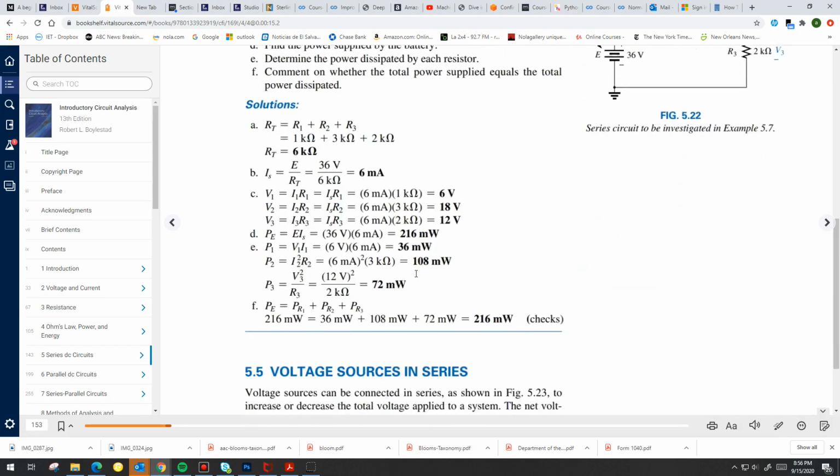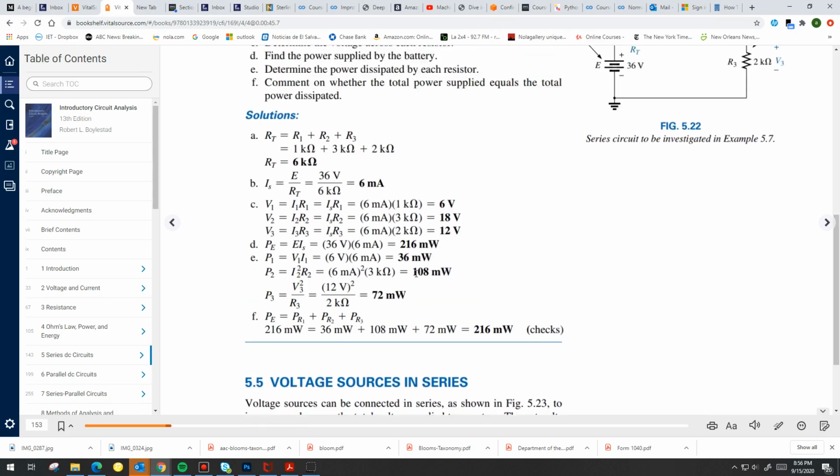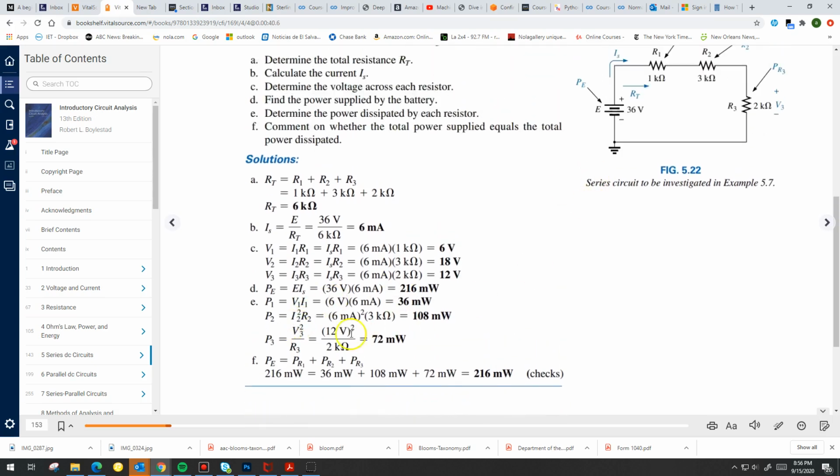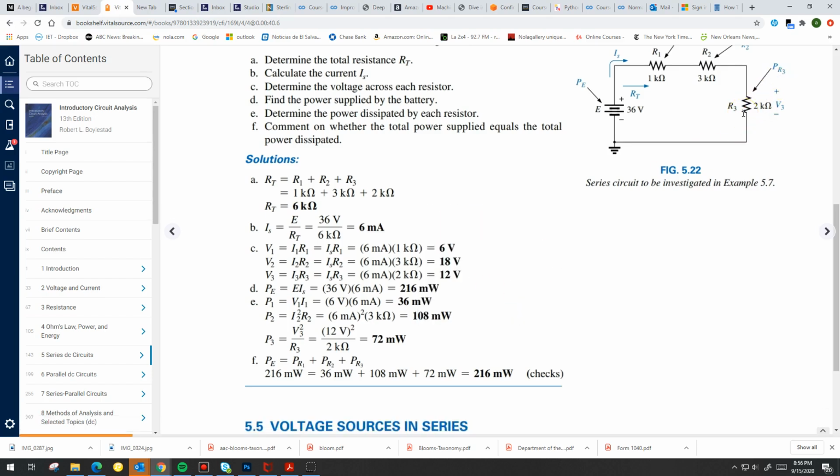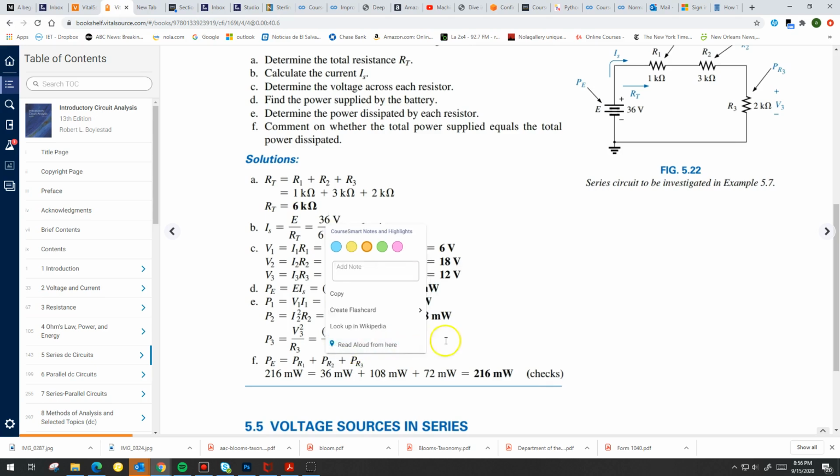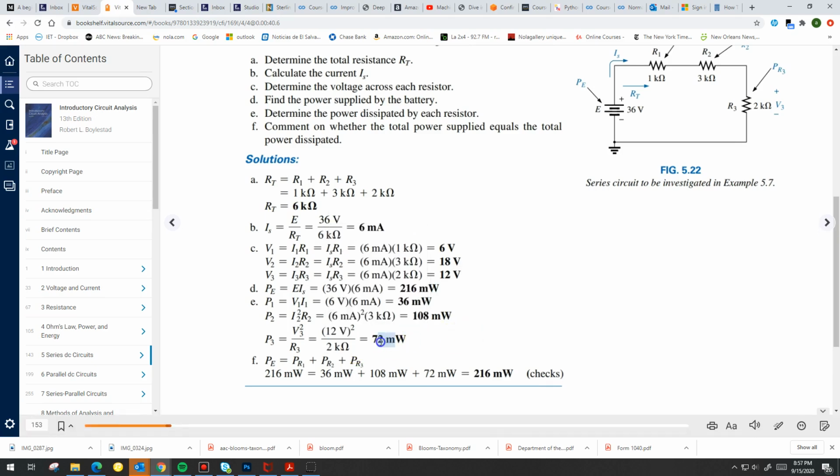But just to show you how to use the other ones, they're using current in this case for P2. So it'll be the square of the current through R2 times R2, which is 108 milliwatts. And the power absorbed, or dissipated, by resistor 3 is going to be the voltage across resistor 3 squared over the resistance. In this case, the voltage across R3 is 12 volts. So 12 squared over 2 will give us 72 milliwatts.